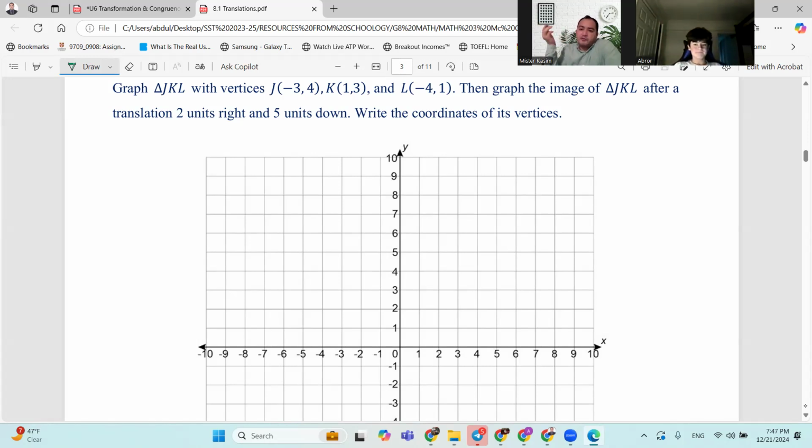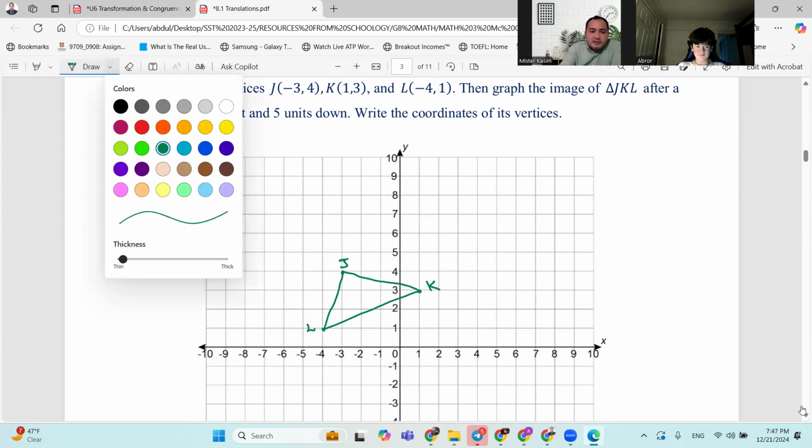So by hand, how do you do that, Abraham? First, vertices, right? (-3, 4) is here, right? So I label this J. And (1, 3) is here. So this one is K. And L is (-4, 1), it is here, right? And now I draw this triangle. It's a triangle, so I need to connect this, put your ruler, and connect this. Put your ruler and connect this. And connect this. Okay, that's our figure.